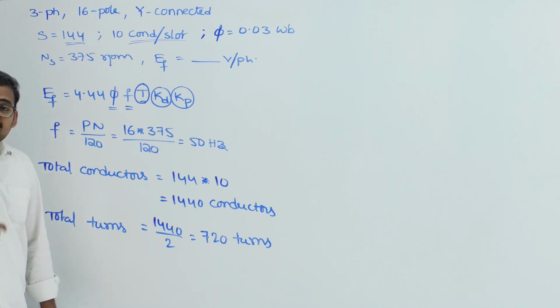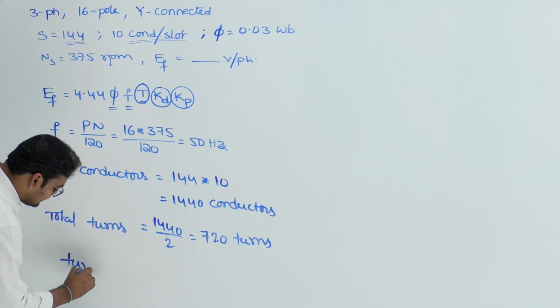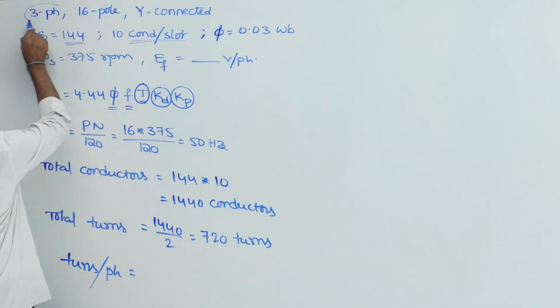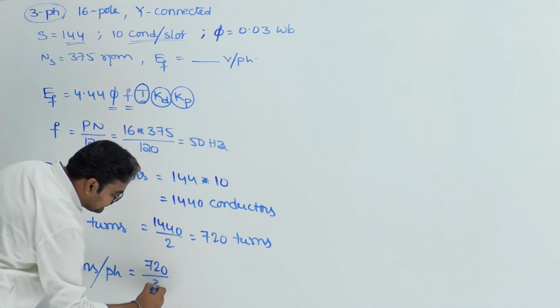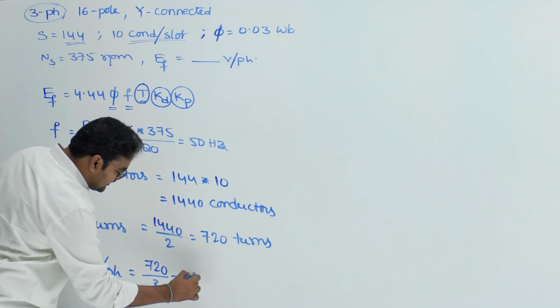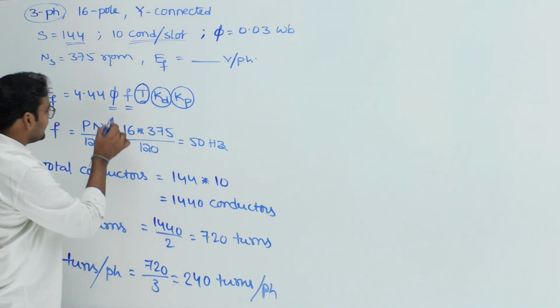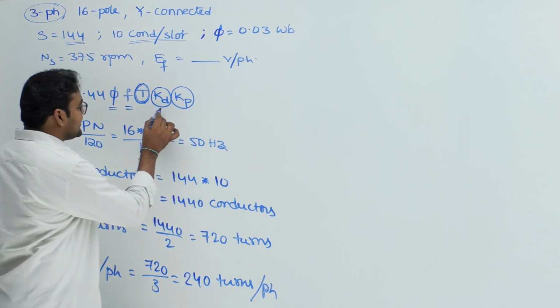But in the question, we need total turns or turns per phase. Yes, calculate turns per phase. We are using a 3-phase machine, so total 720 turns divided by 3. So the answer will be 240 turns per phase. So we got T value, turns per phase, 240. Then what is the next calculation?